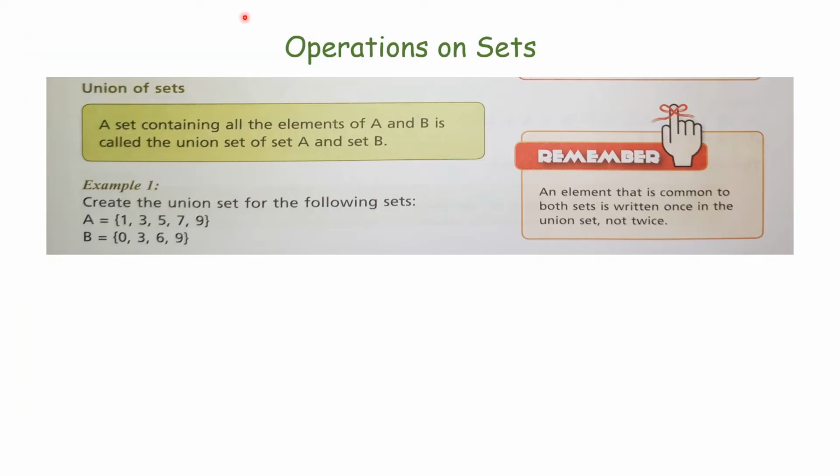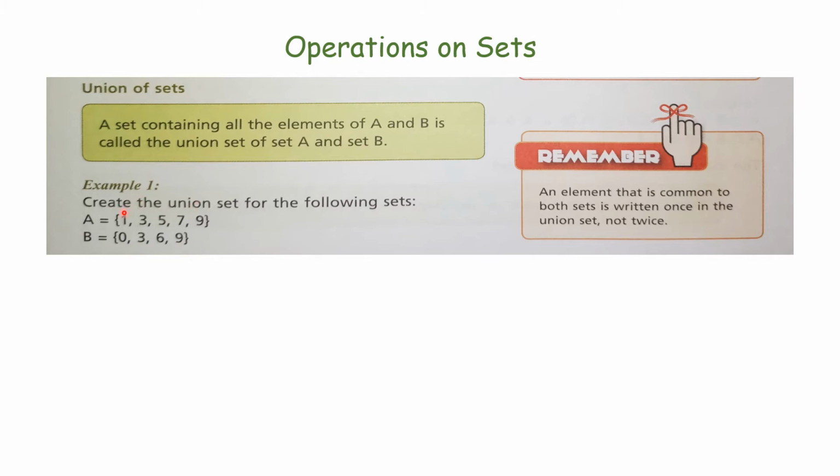Okay, next we have a new topic, which is union of sets, operations on sets. In our first lecture, we are going to discuss only two operations, that is union and intersection. So what is union of sets? A set containing all the elements of A and B is called the union set of set A and set B. So whenever you have to find the union of A and B, it means you have to write all the elements of set A and B in one set.